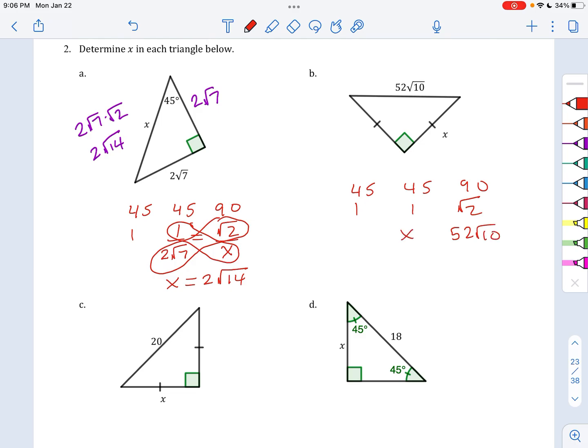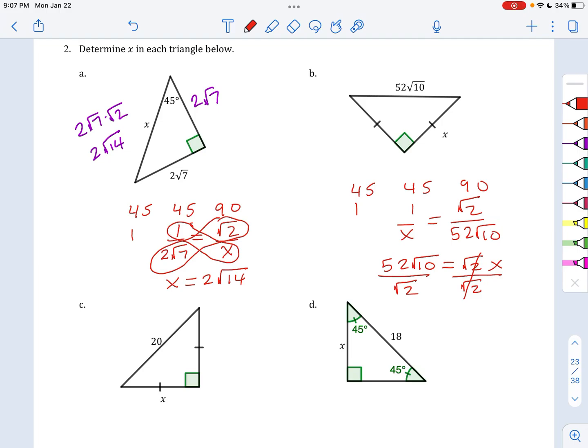And my x is across from a 45. So here's my equation. I go ahead and cross multiply. I have 52 root 10 equals root 2 times x. To get rid of that root 2, I'm just going to divide by it. But if I do that on one side, I also have to do that to the other.